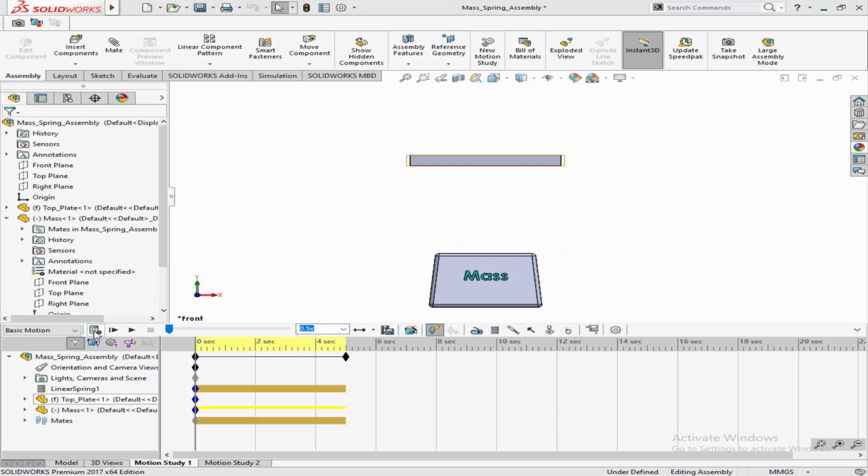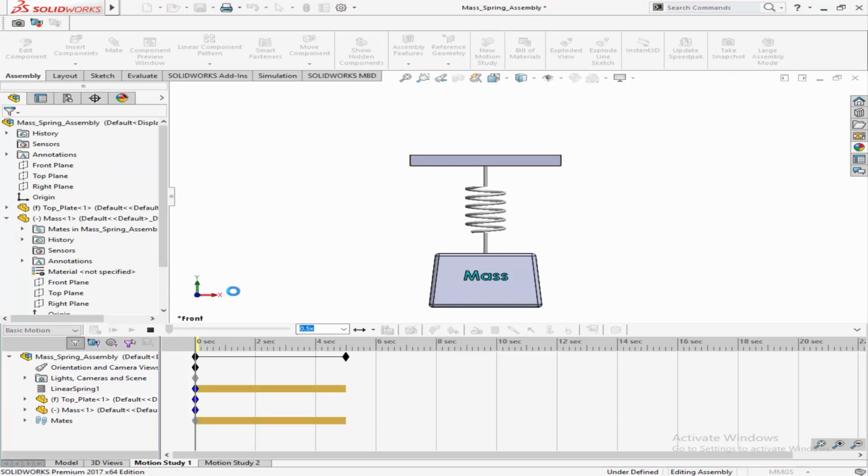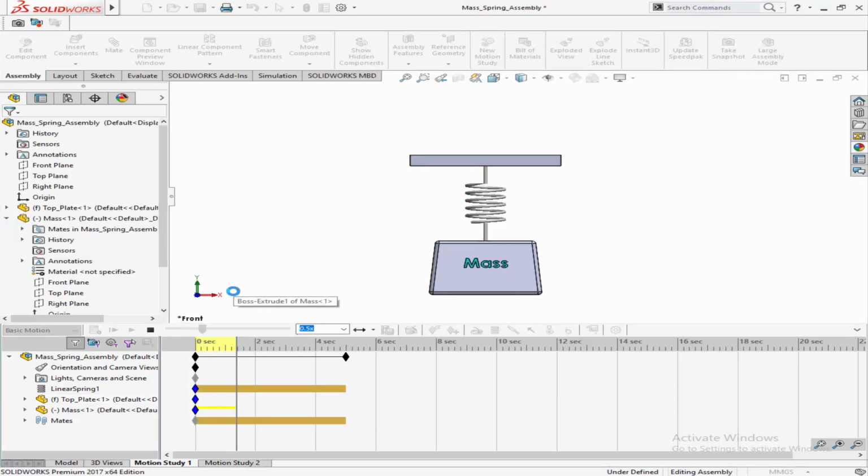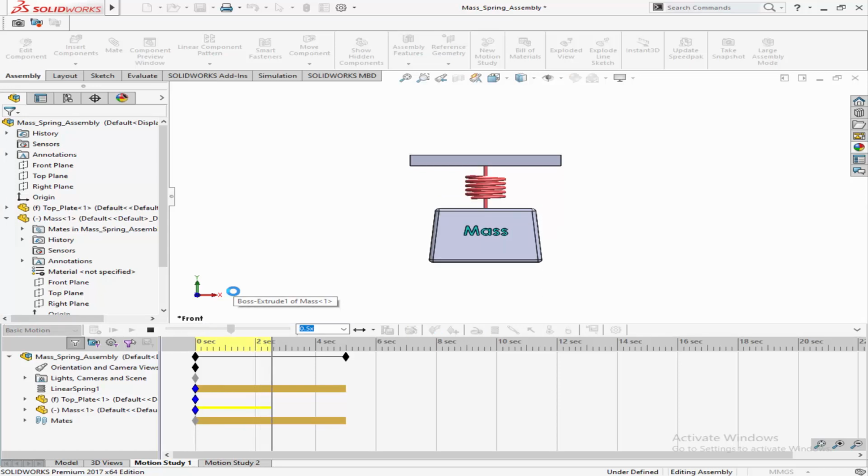With our springs defined, we'll apply them in a motion study. Notice the difference in how linear and torsional springs influence the component's motion.